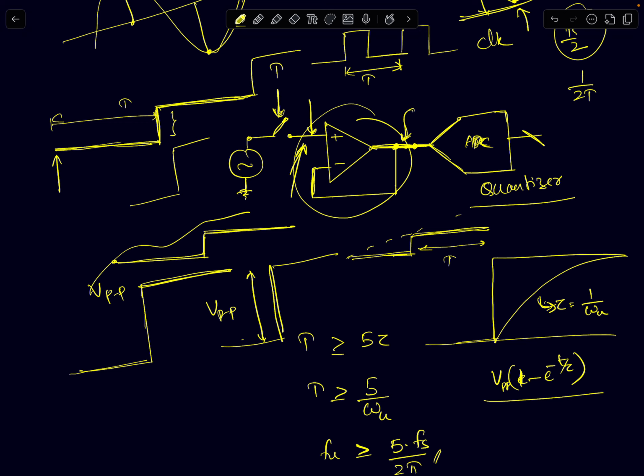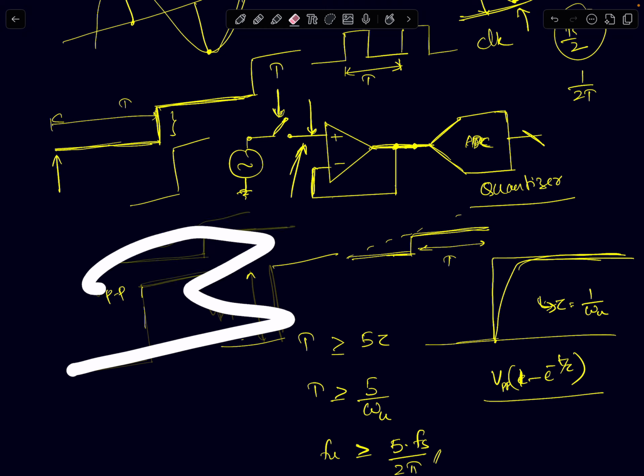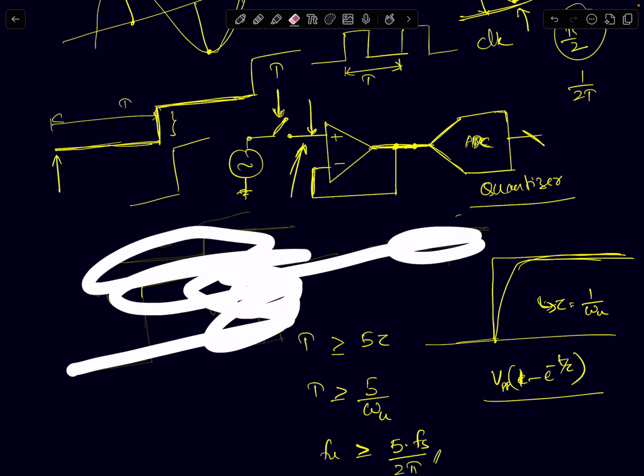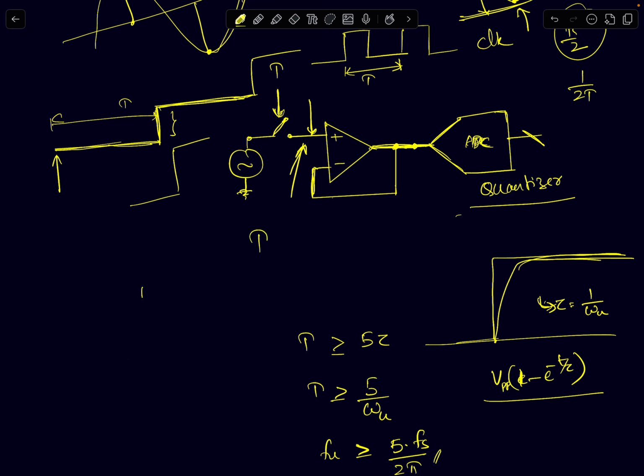Okay, so ideally you would want this output to completely settle in one single time period. You don't want it to be rising and the output not settling in its cycle. So ideally you want it to fully settle down in a single cycle. And we said that, okay, one of the rules, right? What is the condition for full settling? It is 5 time constants. So within a single period, your time period should be greater than 5 time constants.